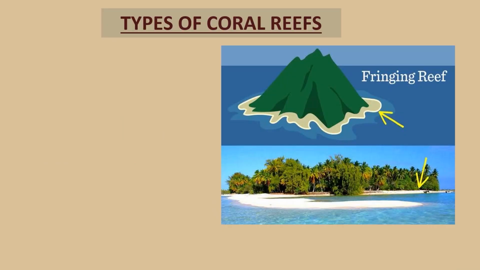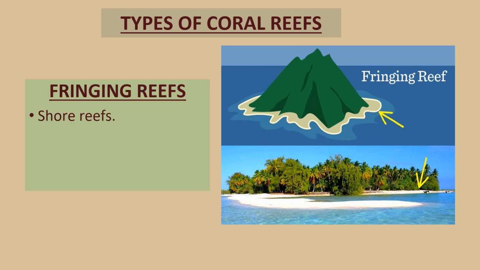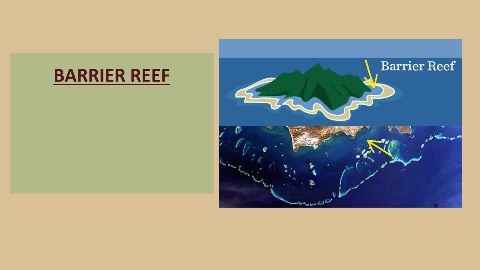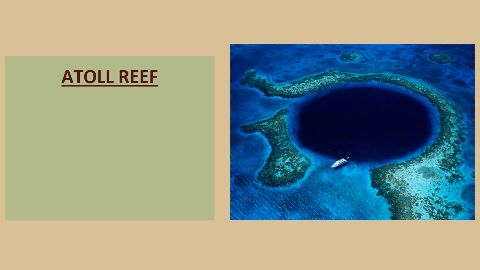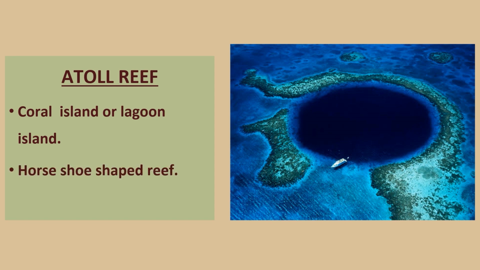Types of coral reef. Type 1. Fringing reefs. These are present on the shores of an island or a continent. This is widely seen in East Indies. They have irregular channels. The second type is barrier reef, which has navigable channels. An example for barrier reef is the Great Barrier Reef in Australia. Atoll reef. These are coral islands or lagoon islands. They are horseshoe-shaped reefs. They are present in Aldabra in the Indian Ocean.